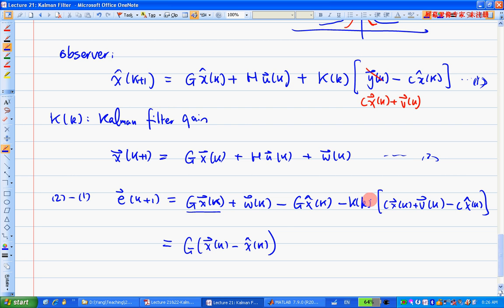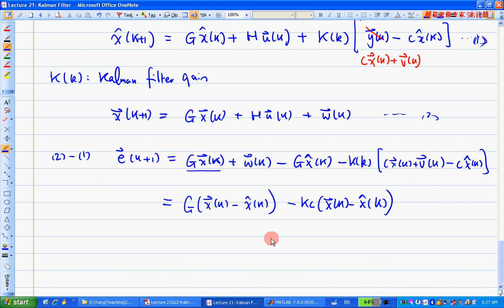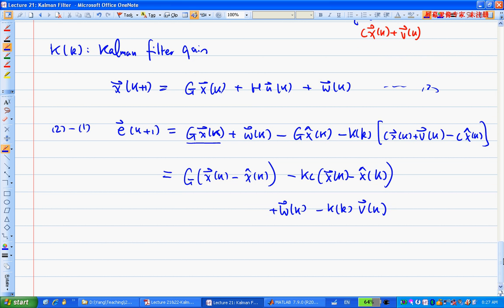At the same time, this is K multiplied by c x of k, and this is K multiplied by c x hat of k. So together you have minus K c times x of k minus x hat of k. You have this term, and the rest: there's a w of k, and another one, minus K, small k just to differentiate, times the v. That's after cleaning.